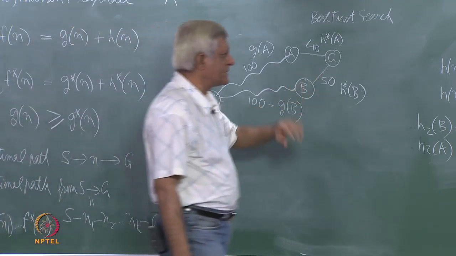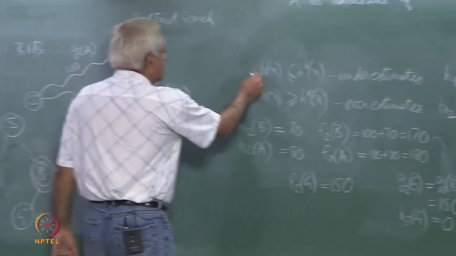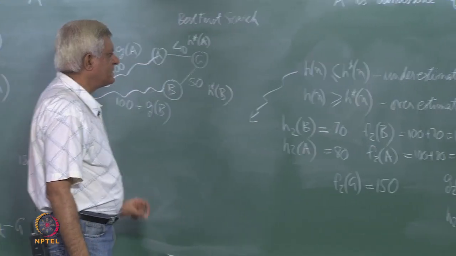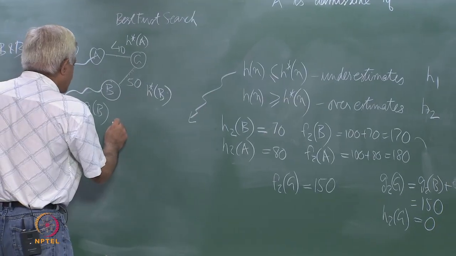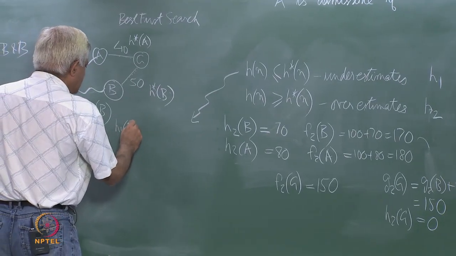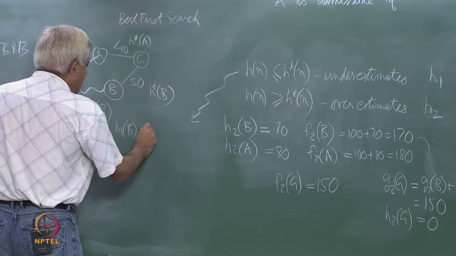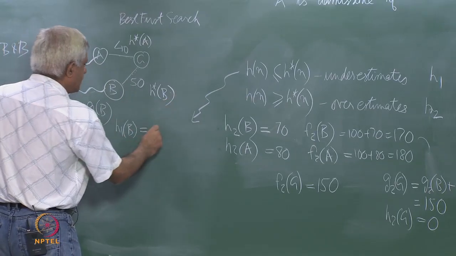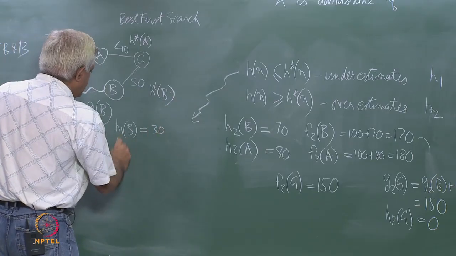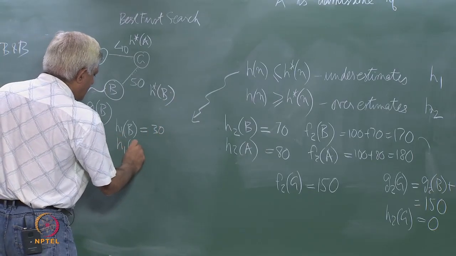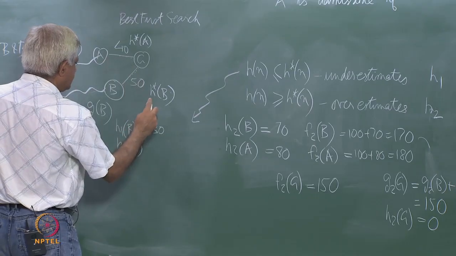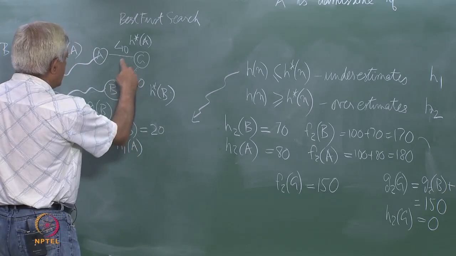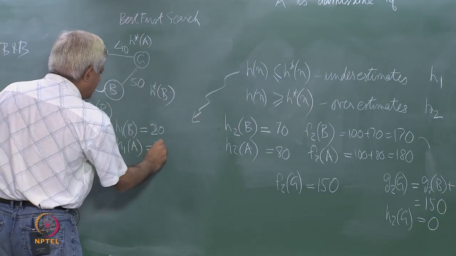Let us try the other option, which is H1. It underestimates. So, let us say H1 of B is actually 50, but now we are underestimating, so let us say it is 30. And H1 of A is actually 40. So, let me say this is 20, it is actually 40, but let us say this function thinks it is 30.